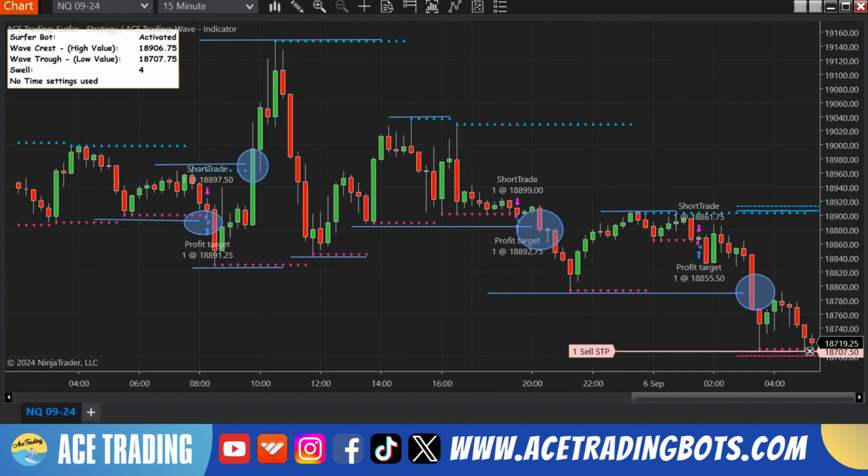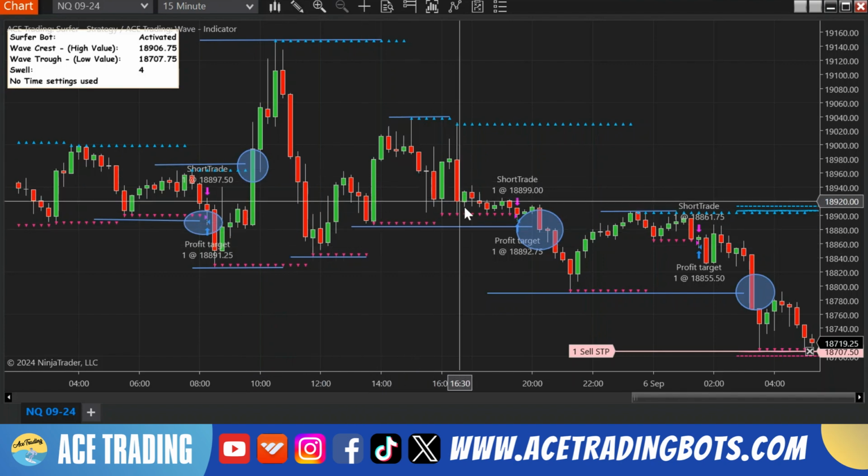Okay, so you can see now that we've added the strategy to the chart, the surfer bot is activated. I'm using the swell size of 4, which matches our indicator. You can see these trades here actually took a trade here. This one here, I think I had the bot turned off because it is at the open, and I don't like to trade the open.